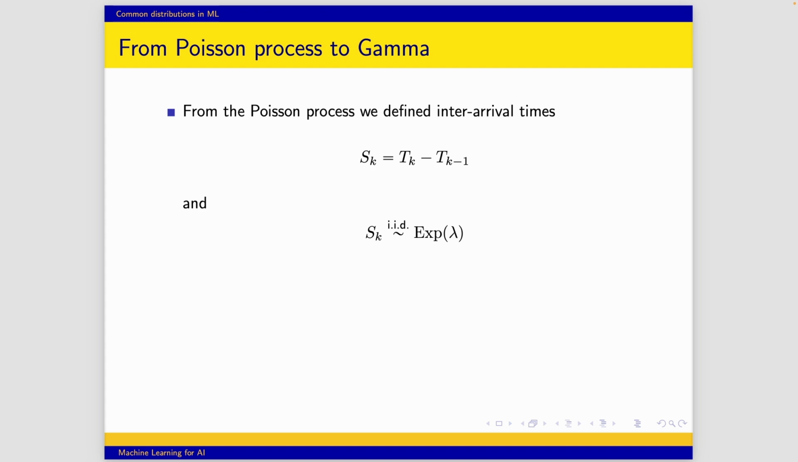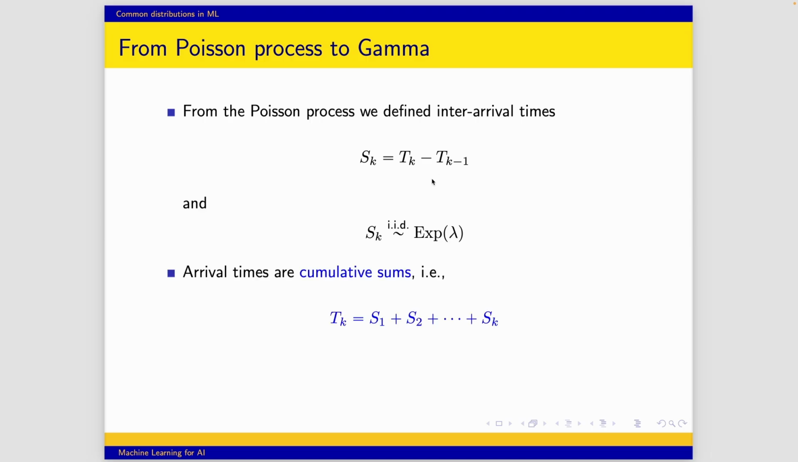So how do we get from a Poisson process to a gamma? Well, if you recall from the Poisson process, we defined so-called inter-arrival times, or inter-event times, S_k. And this is the time between the (k-1)th event and the kth event. And we saw that these are IID exponentials.